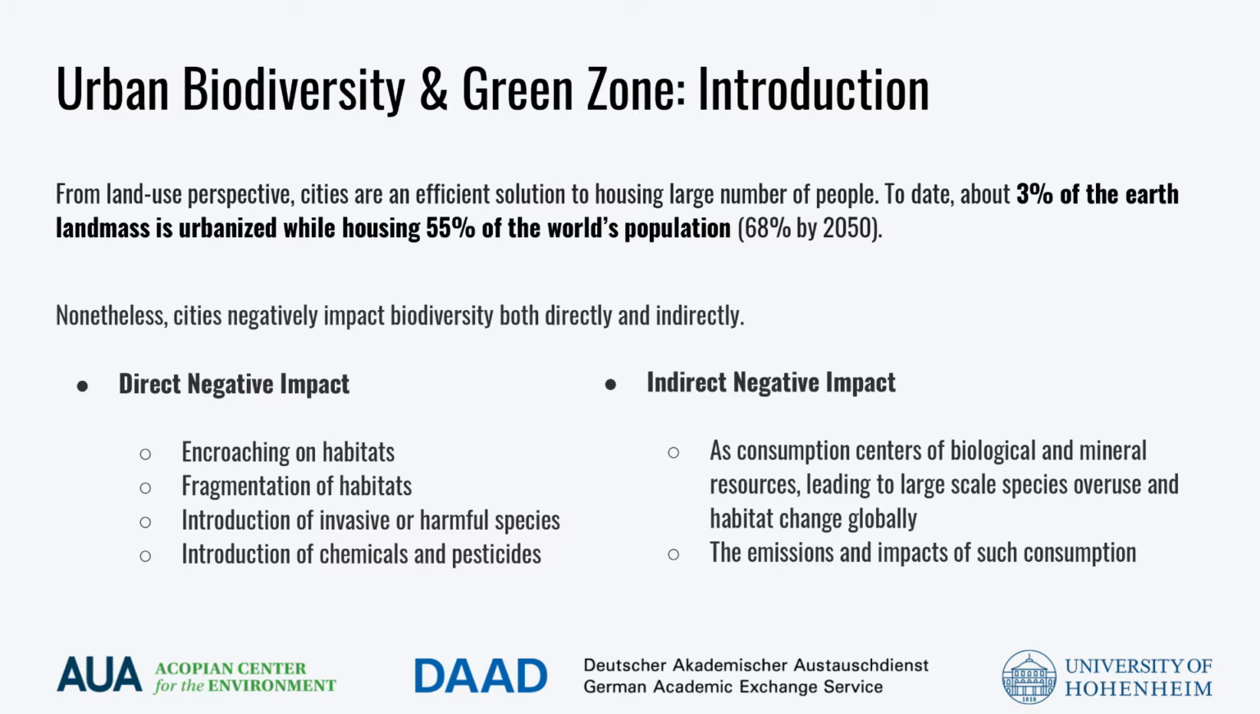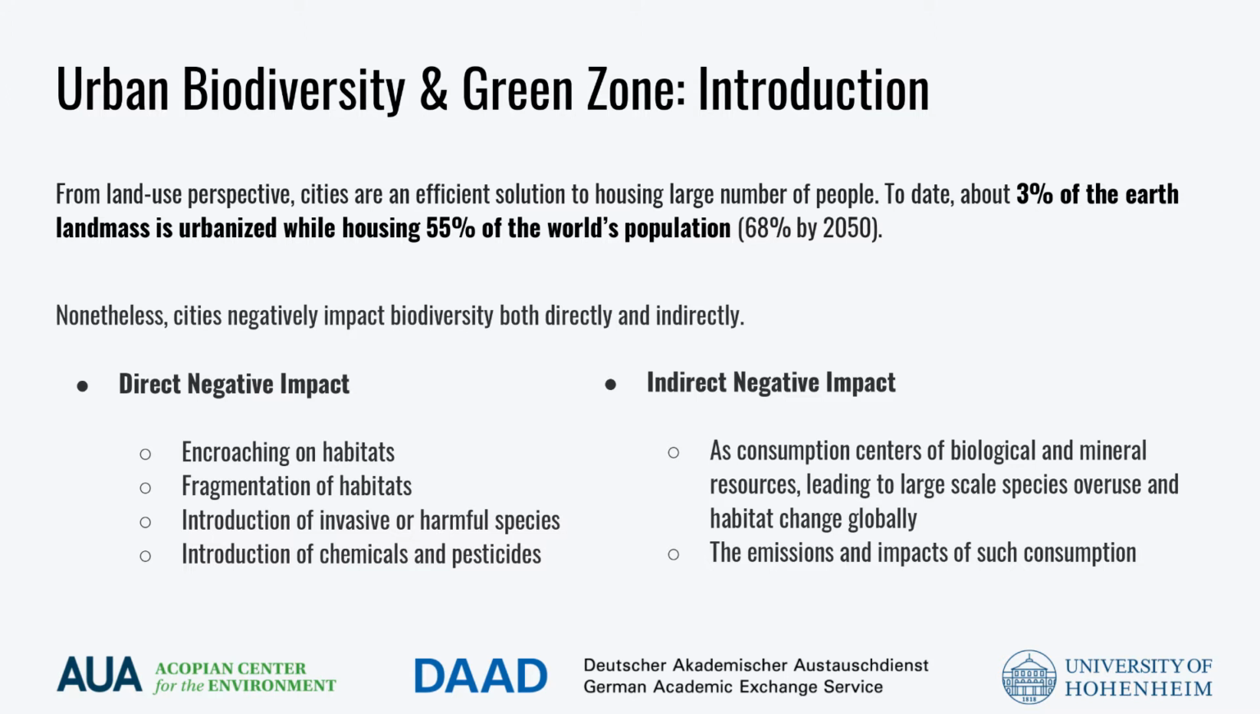Cities can have a direct negative impact on biodiversity in several ways. Biodiversity can be adversely impacted by encroachment into natural habitats, causing loss or fragmentation of habitats. Humans can also introduce into cities invasive or harmful species or chemicals and pesticides that may threaten local species and ecosystems. Indirect negative impacts can also be significant.